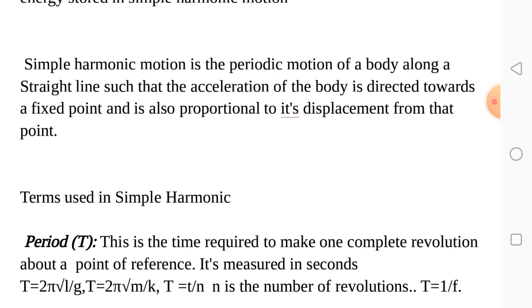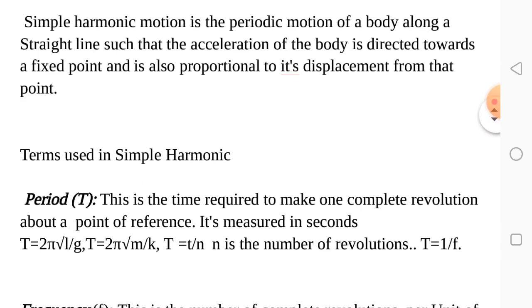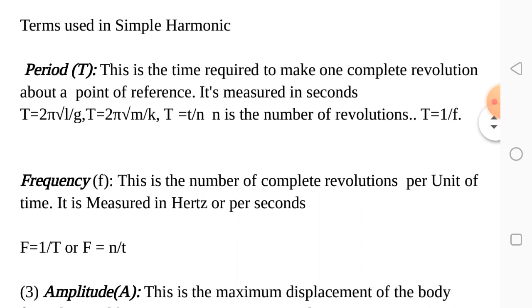Simple harmonic motion is a periodic motion of a body along a straight line such that the acceleration of that body is directed towards a fixed point and is proportional to its displacement from that point. The terms relating to simple harmonic motion are period, frequency, and amplitude.